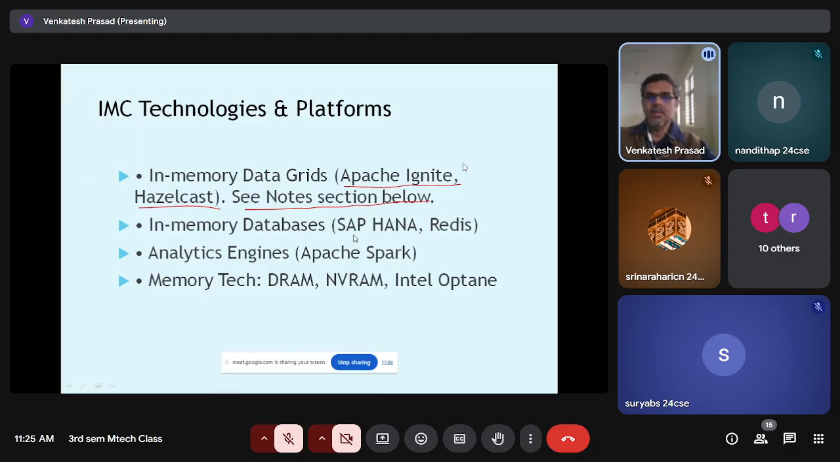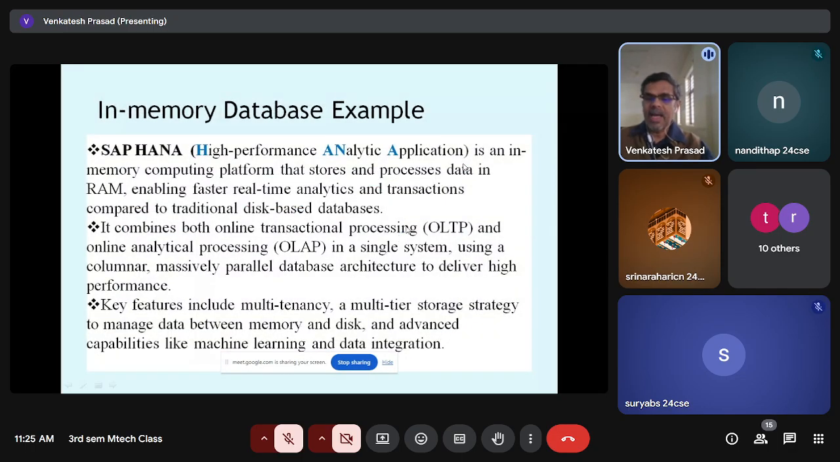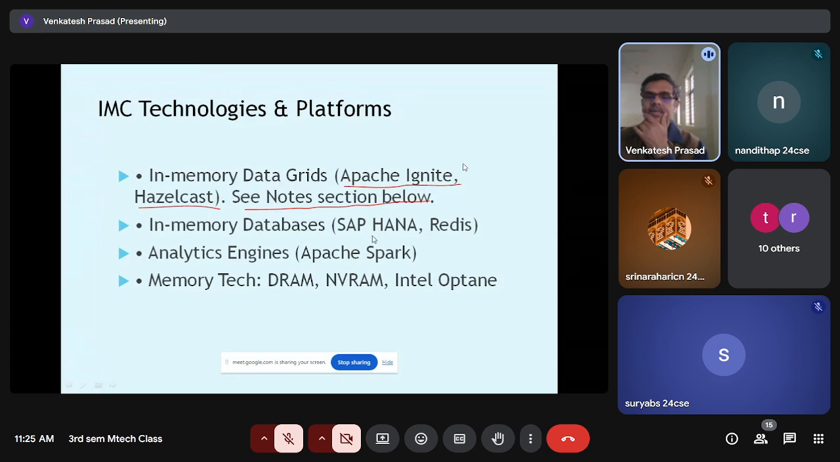Only SAP HANA is included for this course and for the exam. Others are just given as examples. I put some notes here for your understanding. Then Redis is also a simple database. It's also used as cloud storage. It has dual functionality: it works as a database and as cloud storage. It also uses in-memory databases. Basically, the databases, everything will reside in memory.